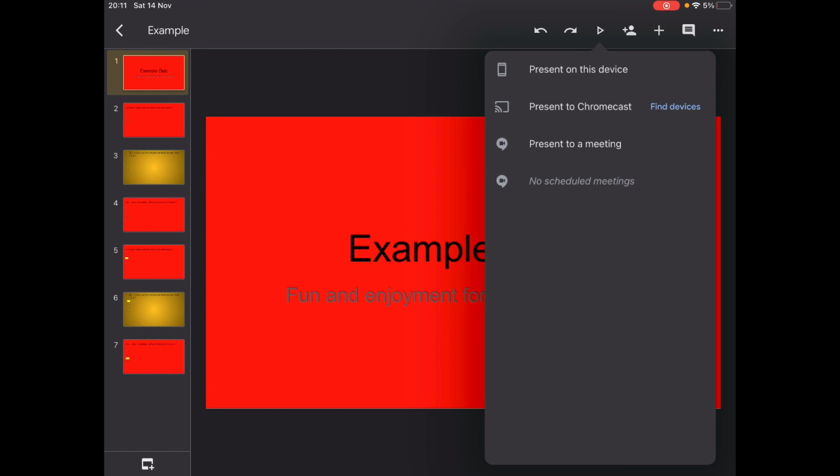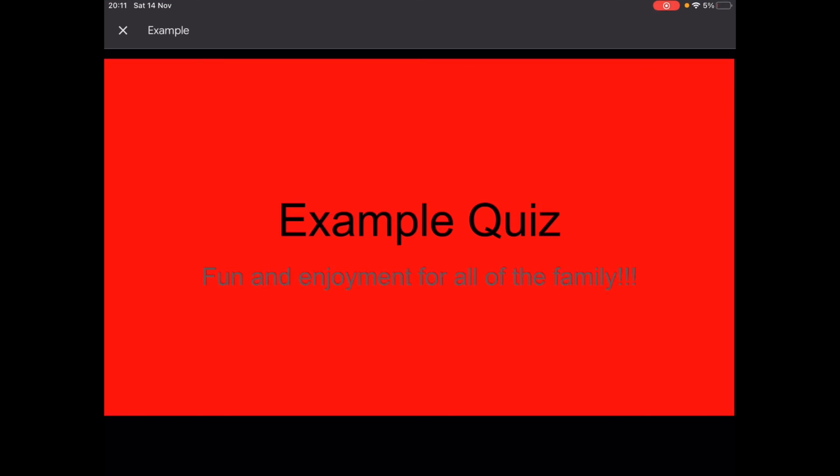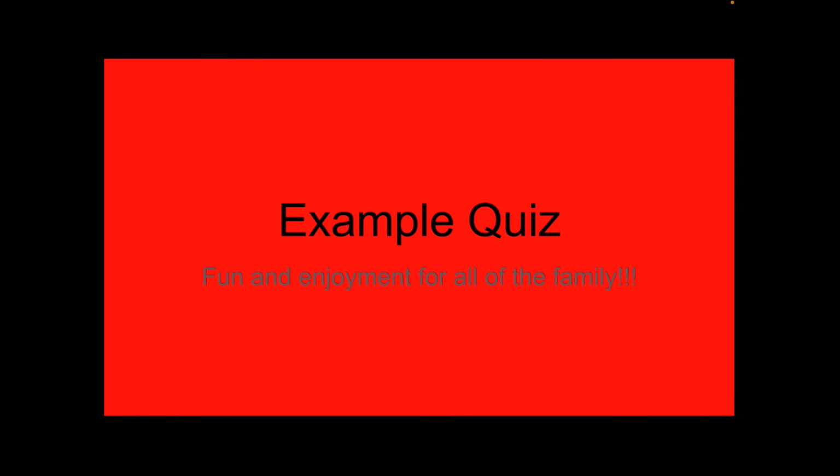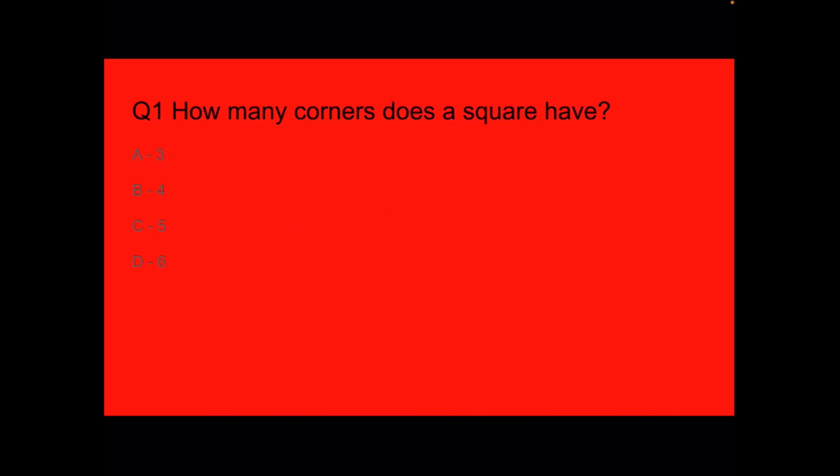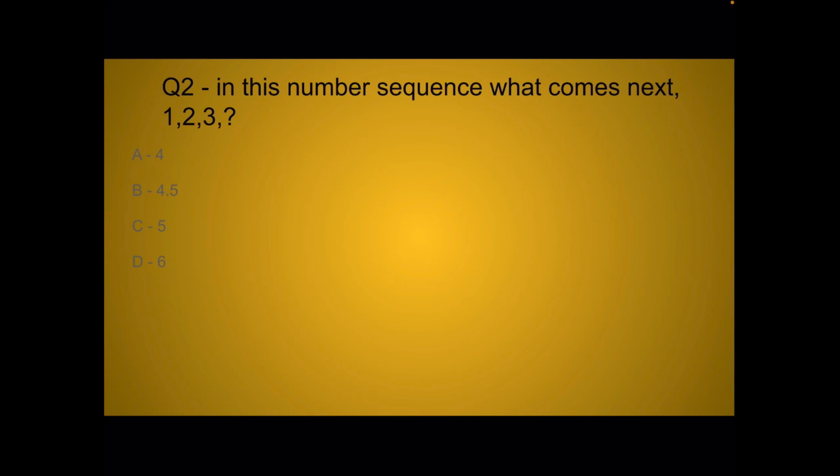So I'm going to present this example quiz, because I've got to check through them, and if you tap the slide, it'll move on. So, number 1, how many corners does a square have? I'll just jot that down. 4, I think. Number 2. In this number sequence, what comes next? 1, 2, or 3? 4.